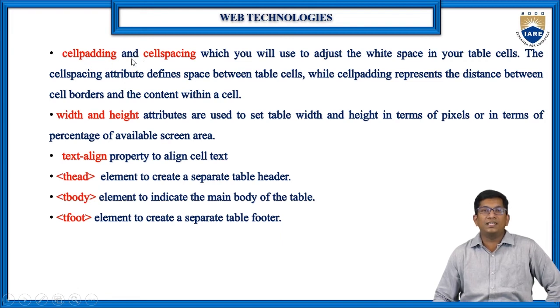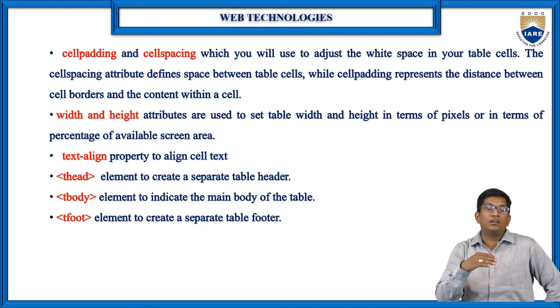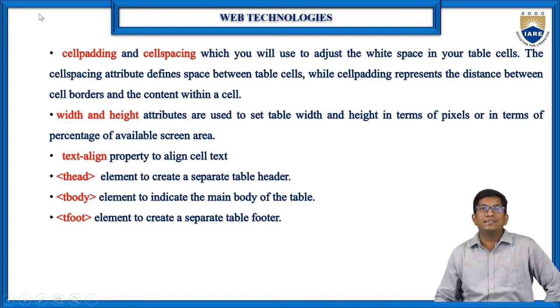What are cell padding and cell spacing? You use them to adjust the white space in your table cells. The cell spacing attribute defines space between table cells, while cell padding represents the distance between cell borders and the content within a cell. Suppose you want to give space between each cell, then you use cell spacing. If you want to give space from the border to the cell content, then you use cell padding as an attribute in the table tag.